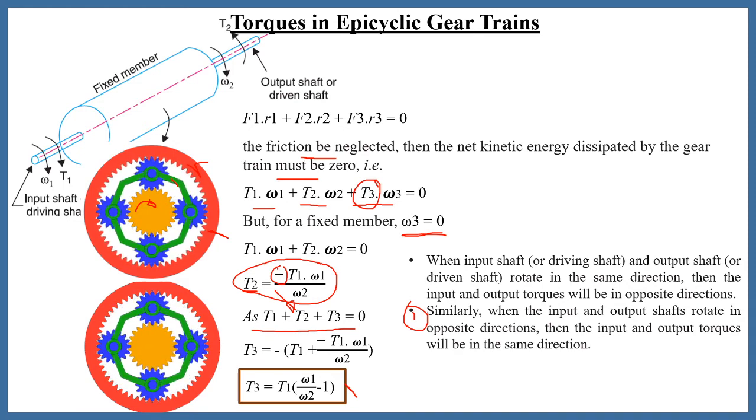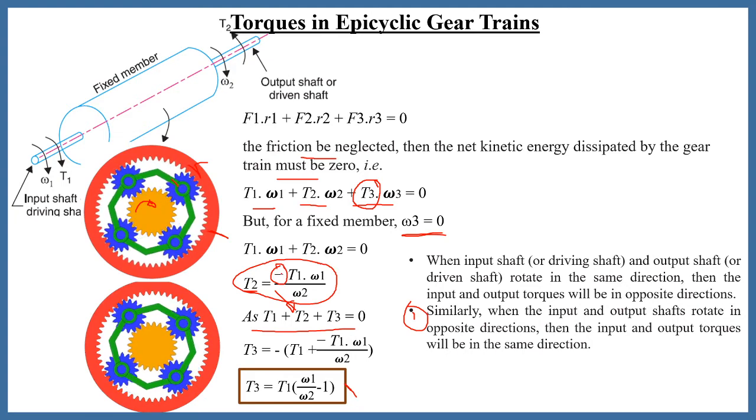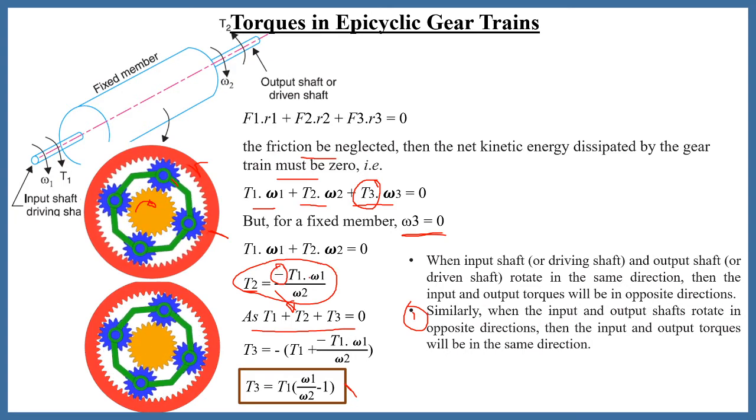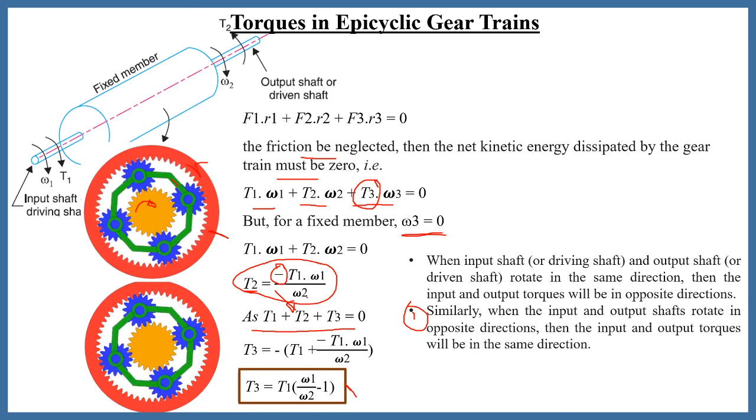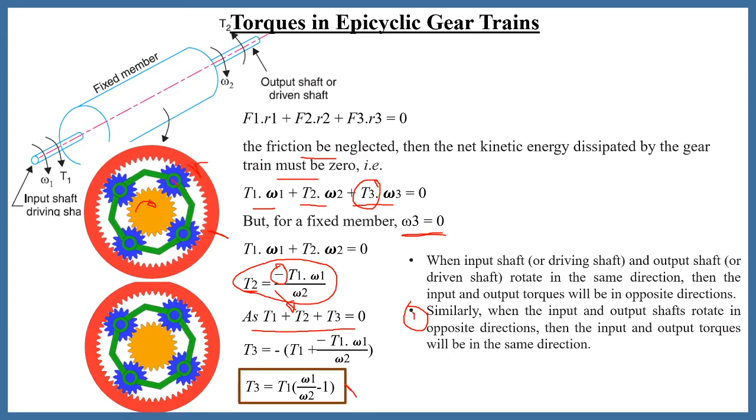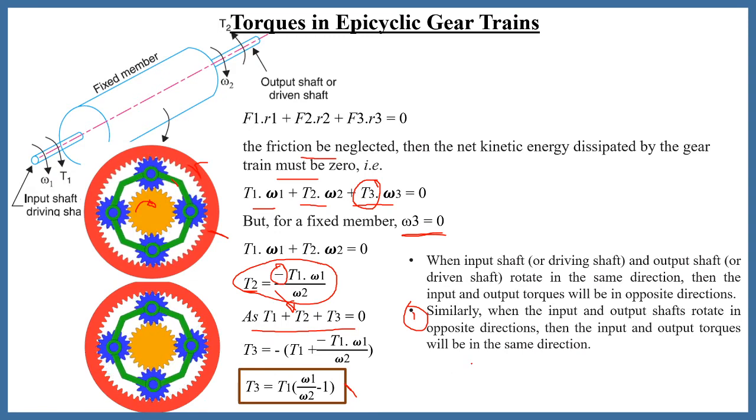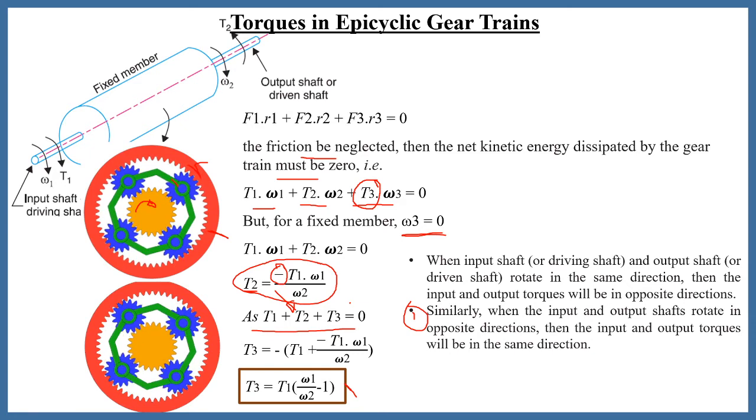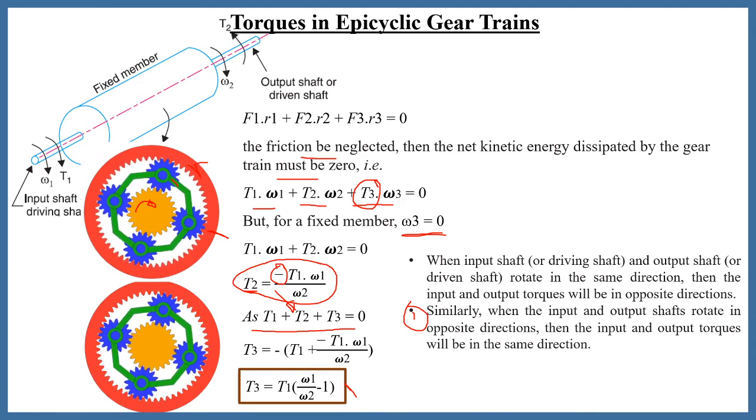When we have to neglect or remove this minus sign, that means either multiplying this equation by the minus or dividing by the minus, that means by the anticlockwise or the clockwise, only after that will you get this T2 positive. That means when omega 1 and omega 2 are in the opposite direction, T1 and T2 are in the same direction.